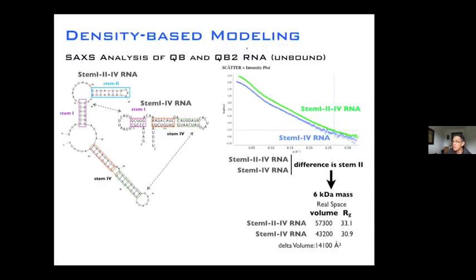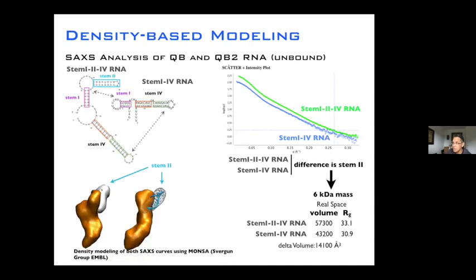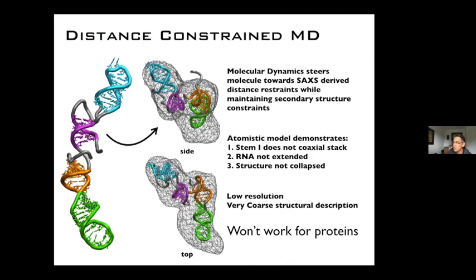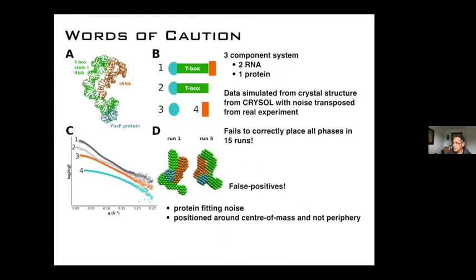This is another one with RNA. So this is a large RNA here, and we did the SAXS with and without this stem 2, a 6 kilodalton mass difference. And so using MONSA, I can work out where the stem 2 is. So I can stick my model of stem 2 in it. And then with that, I can arrange the centers of mass with respect to a larger unfolded RNA, and then use molecular dynamics to drive the center of mass of each helix into the positions and show that the RNA is collapsed in solution. So that's an easy way to do it.